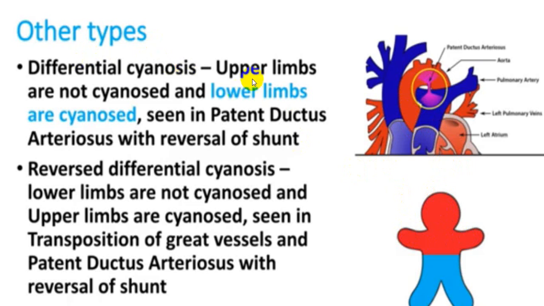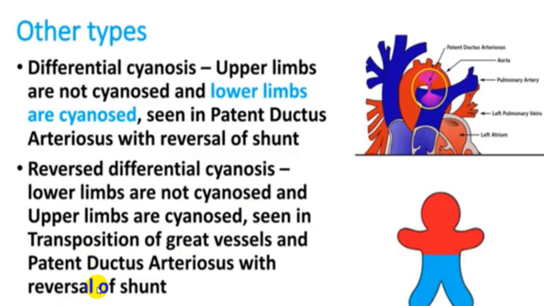This is described as differential cyanosis. So it is always after reversal of the shunt, and whenever you get a reversal of the shunt with PDA, that is, any shunt which was left to right and has now reversed and become right to left, we call that Eisenmenger syndrome. And there is another condition which is labeled as reverse differential cyanosis, where the lower limbs are not cyanosed, the upper limbs are cyanosed, and it is seen with transposition of great vessels and patent ductus arteriosus with reversal of the shunt.